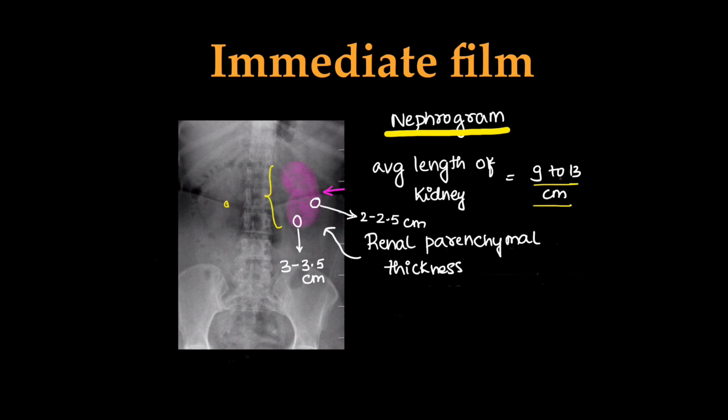We can detect average length of kidney, which is normally 9 to 13 centimeters. We can also detect renal parenchymal thickness. Here we can see the renal outline of the opposite kidney. Once we determine the outline, we can see the renal parenchymal thickness. At interpolar region, it is supposed to be 2 to 2.5 centimeters, and in any polar region, upper pole or lower pole, it's normally 3 to 3.5 centimeters.